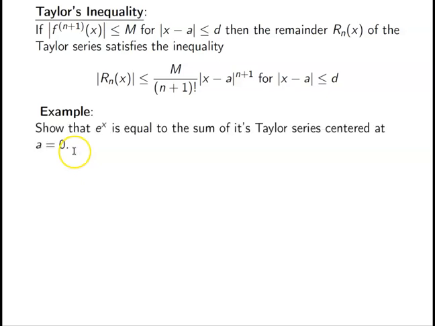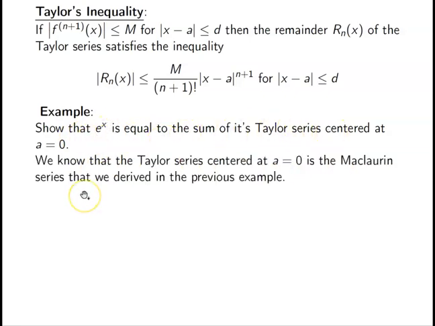So let's look at an example. Show that e to the x, which we've been working with already, is equal to the sum of its Taylor series that is centered at a equals 0. So basically saying, show that e to the x is equal to its Maclaurin series. We know that the Taylor series centered at a equals 0 is called the Maclaurin series that we derived in the previous example.